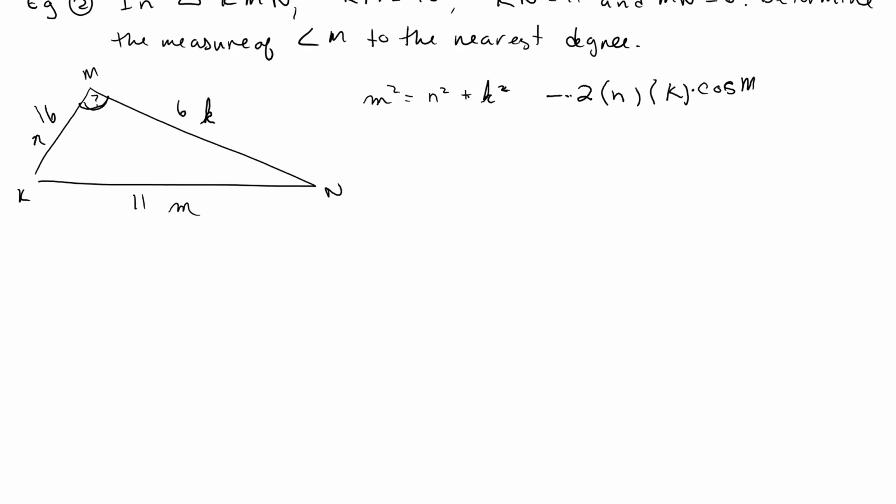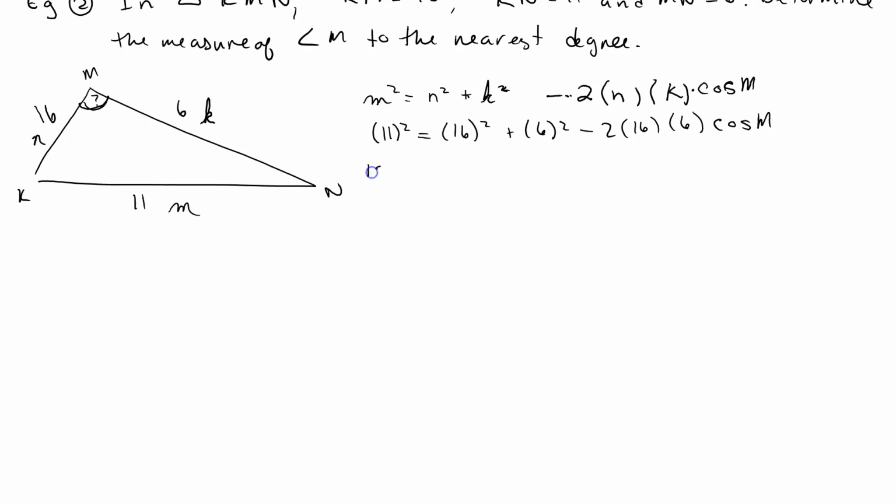So let's fill in our values here. We know that m is 11, so 11 squared equals n squared, which is 16 squared, plus k, which is 6, so 6 squared, minus 2 times n, 16, times k, 6, times cos m. The only thing that we don't know is that angle, but we'll solve for it, no problem.